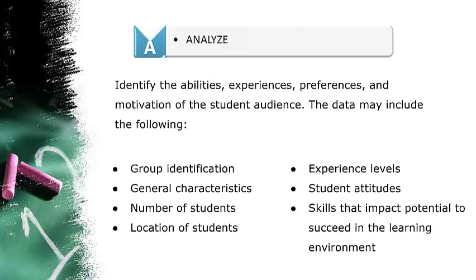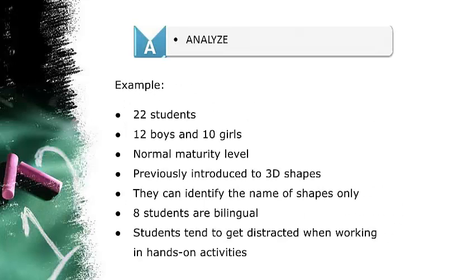In our lesson, we would show that we have 22 students, 12 of which are boys and 10 are girls. They are of a normal maturity level. They have been previously introduced to 3D shapes, but they can only identify the name of the shapes. There are 8 students in the class that are bilingual, and a constraint is that students tend to get distracted when working on hands-on activities.